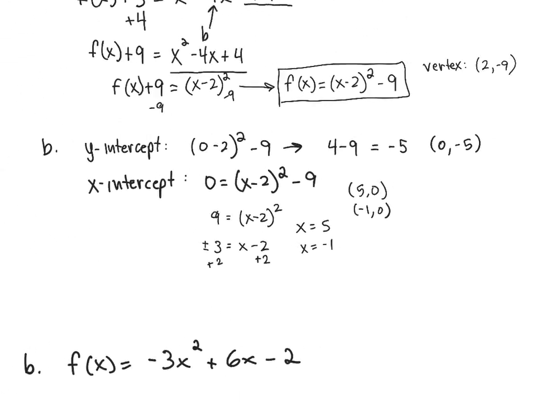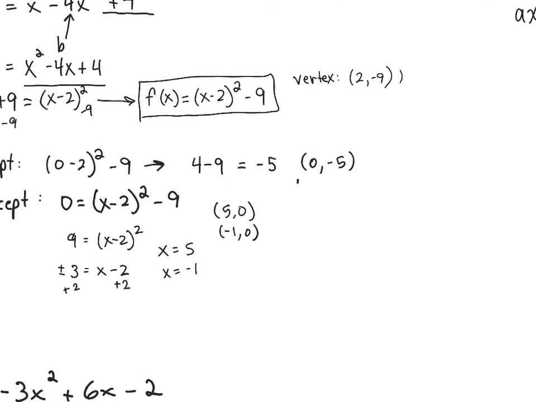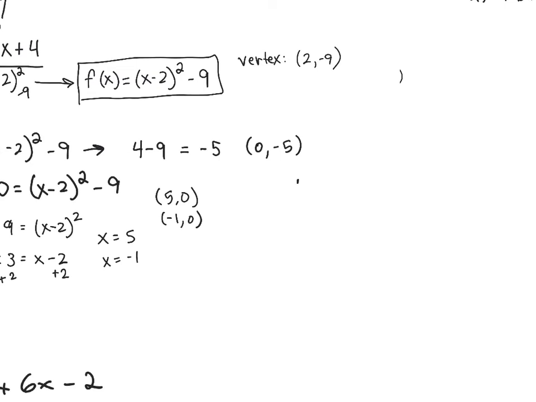Now for part C, graphing the function, we have the vertex at 2, negative 9. We have 5, 0 and negative 1, 0, and then 0, negative 5 as our y-intercept.